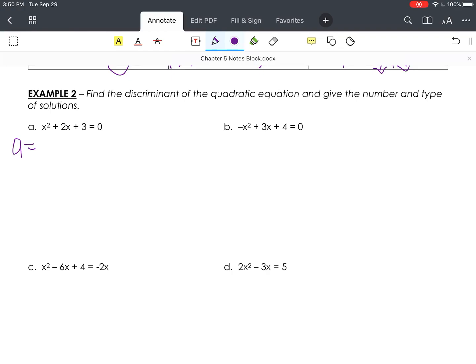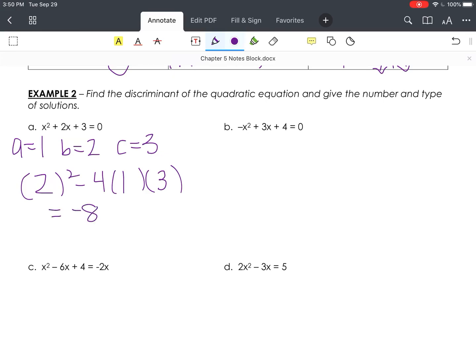solution you have. So example 2a, we can label a, b, and c. So a is 1, b is 2 in front of x, c is 3. So b squared minus 4ac, setting it up just like we did in the quadratic. I'm going to substitute in 2, and then 1, and then 3. 4 minus 12 is going to give me negative 8 as my answer. That's a negative discriminant, so this is two complex solutions. You don't need to find them. To do that, you would have to use quadratic formula. All we need to know is that it's two complex solutions.